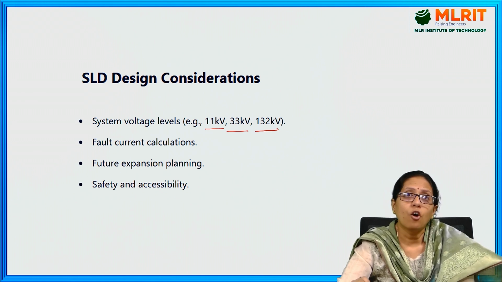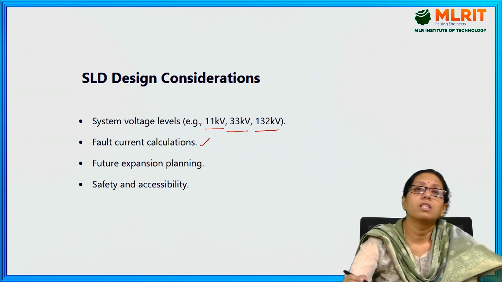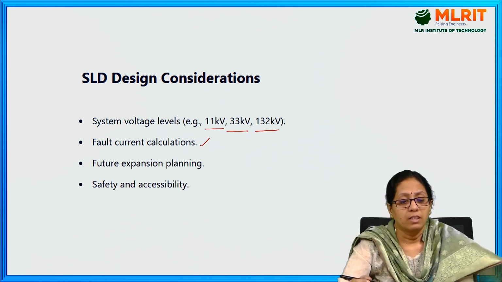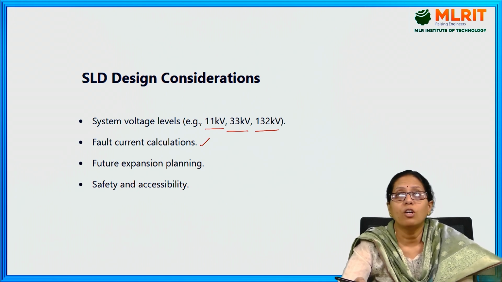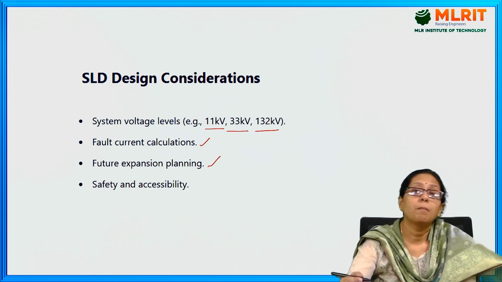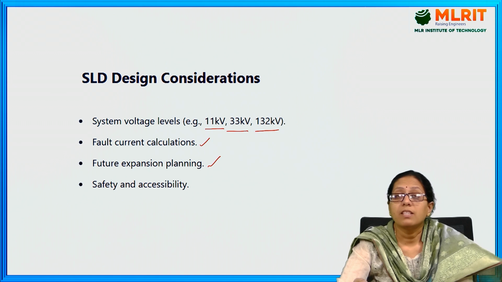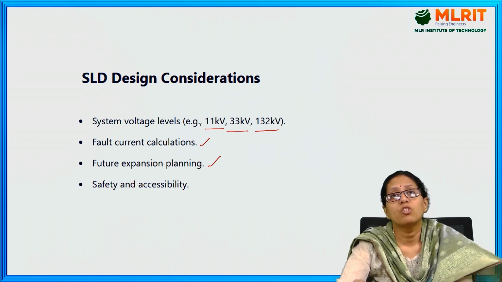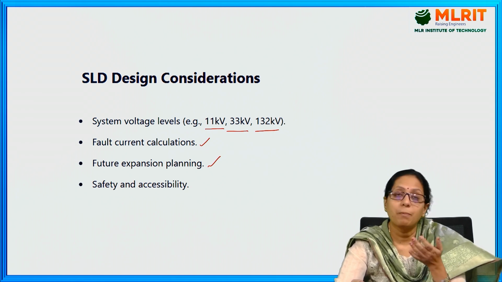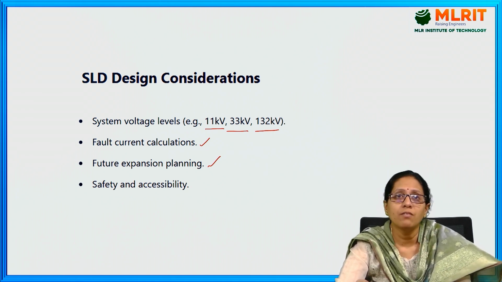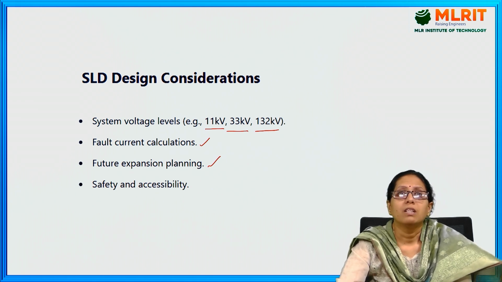Second one is fault current calculations. By using this single line diagram, we can calculate the fault current, and at what particular point the fault has occurred can also be detected. Future expansion planning. By drawing the single line diagram, we can know the future expansion planning also. So, the future expansion planning can also be represented in the single line diagram beforehand. Based on the future planning, we can connect different types of loads or transformers, isolators.